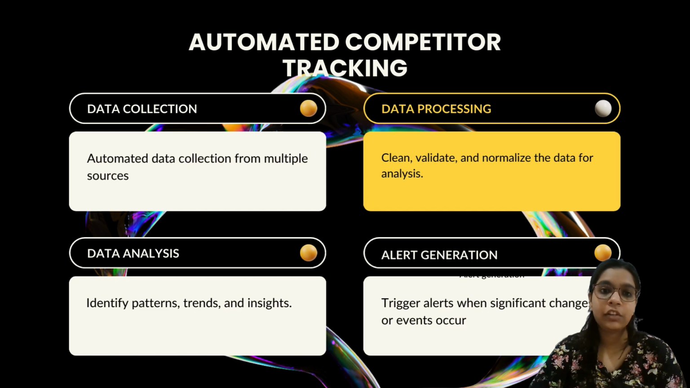So here's the automated competitor tracking, a quick glance at how we aim to do that. First is of course the data collection, so web scraping, and then data processing, like cleaning, validating and normalizing the data for analysis. Then analyzing that data through machine learning, identifying patterns, trends and insights, and then generating alerts and notifications, and other insights through graphs and other means in our app.